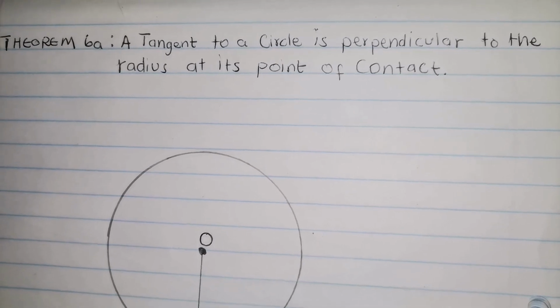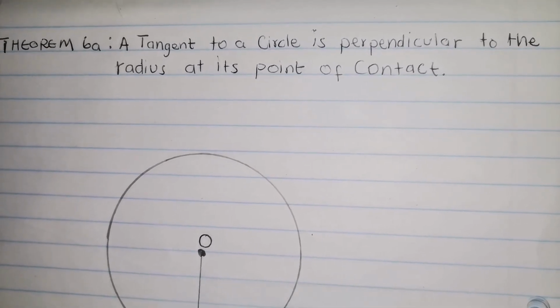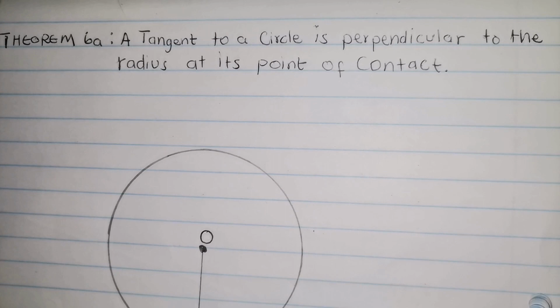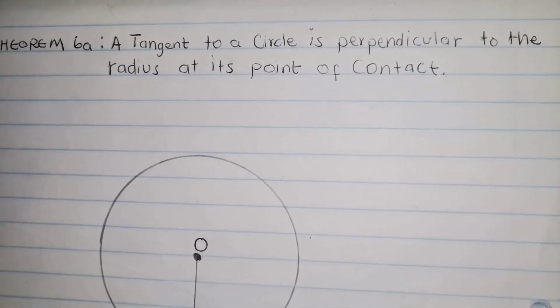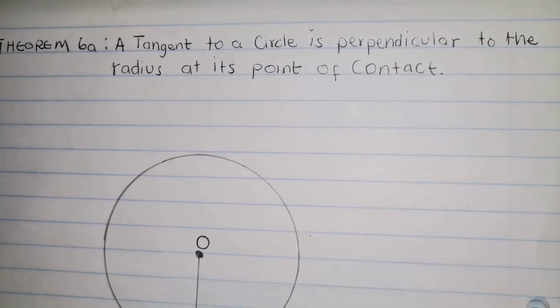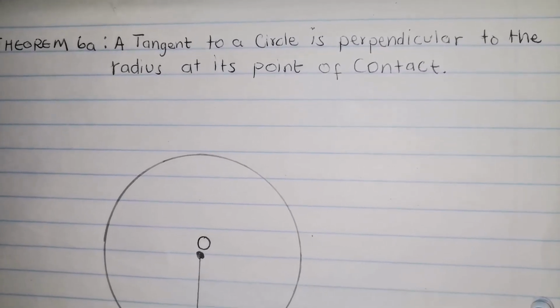So, on today's lesson, we're going to deal with theorem number 6 of circle geometry that talks about tangent and radius that are perpendicular to one another. I hope you're going to enjoy the lesson today. Let's just start without wasting any time.